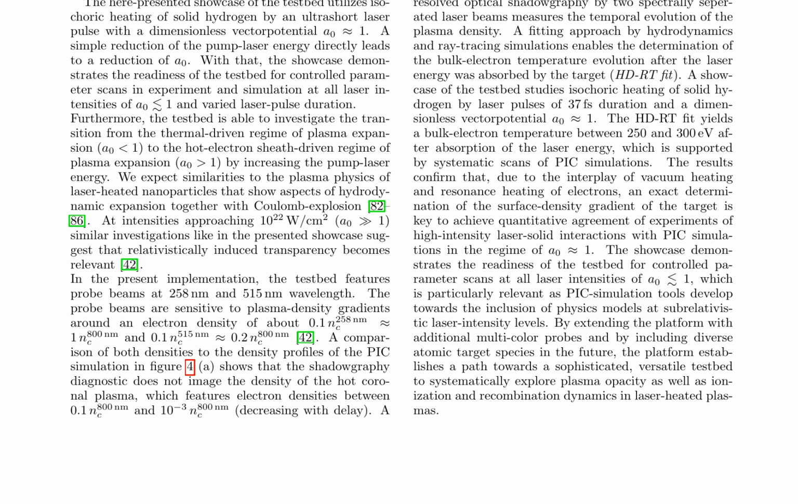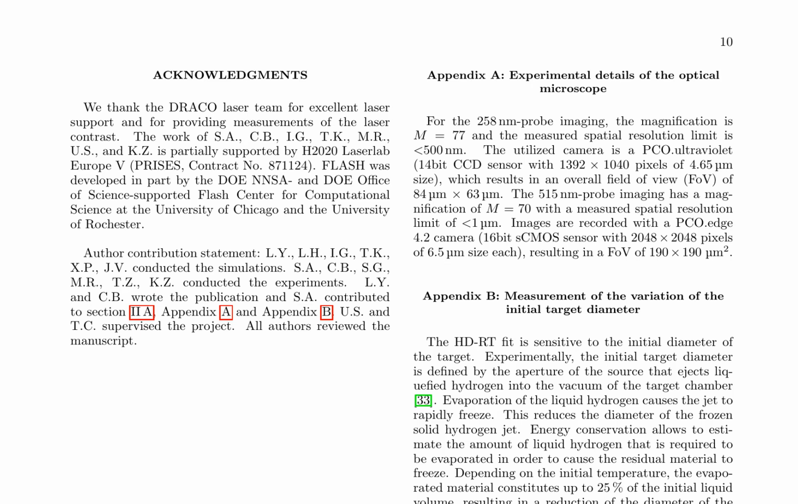A showcase of the testbed studies isochoric heating of solid hydrogen by laser pulses of 37 fs duration at a dimensionless vector potential A0 approximately equal to 1. The HDRT fit yields a bulk electron temperature between 250 and 300 electron volts after absorption of the laser energy, supported by systematic scans of PIC simulations. The results confirm that, due to the interplay of vacuum heating and resonance heating of electrons, an exact determination of the surface density gradient of the target is key to achieve quantitative agreement of experiments of high-intensity laser-solid interactions with PIC simulations in the regime of A0 approximately equal to 1.